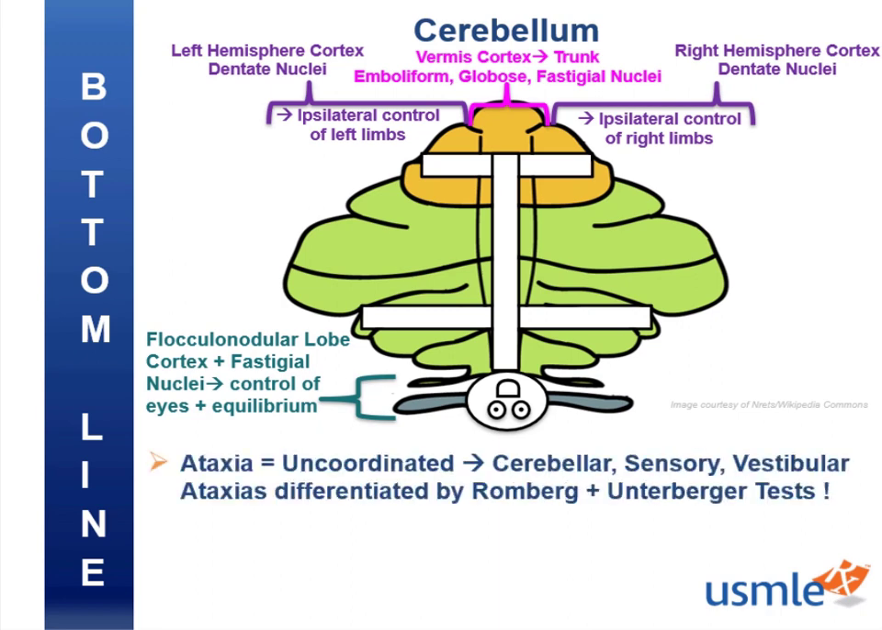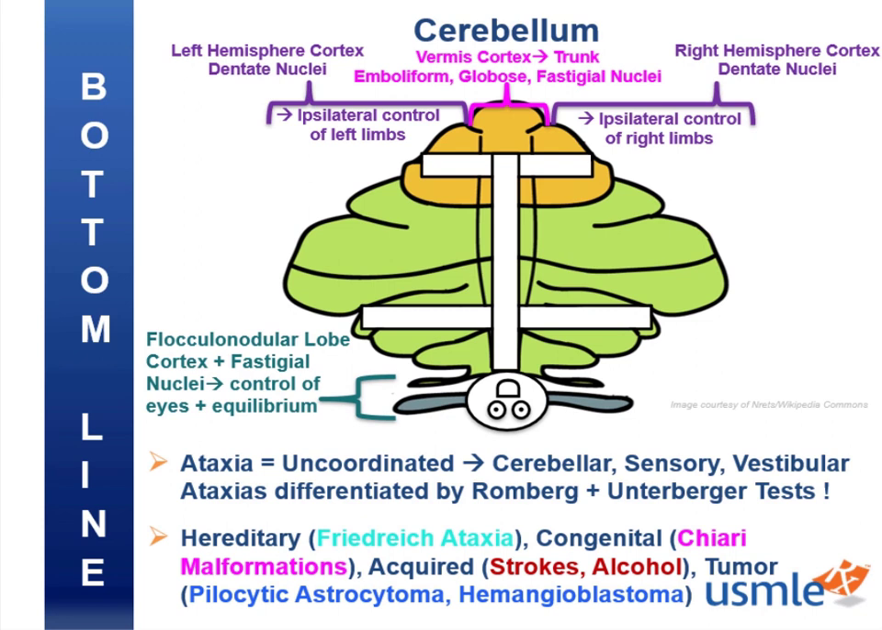Know that ataxia means uncoordinated movements with cerebellar, sensory, and vestibular causes that can be differentiated by the Romberg and Unterberger tests. Lastly, know that there are hereditary, Friedreich's ataxia, congenital, Chiari malformations, acquired, strokes and alcoholic degeneration, and tumor, pilocytic astrocytomas in children, hemangioblastoma in adults, causes of cerebellar ataxias.